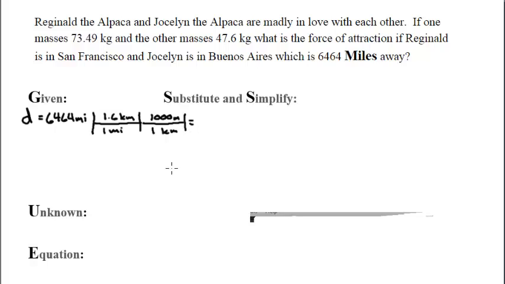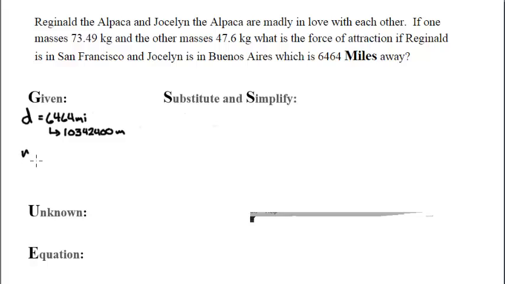So that means 6464 times 1.6 times 1,000, divided by 1, divided by 1. Now, my calculator gave me a very long standard notation, 103.42400 meters. Now, I can leave it like that, or I could write it in scientific notation. To be honest, it's not terribly long. I'm just going to write it in scientific notation.